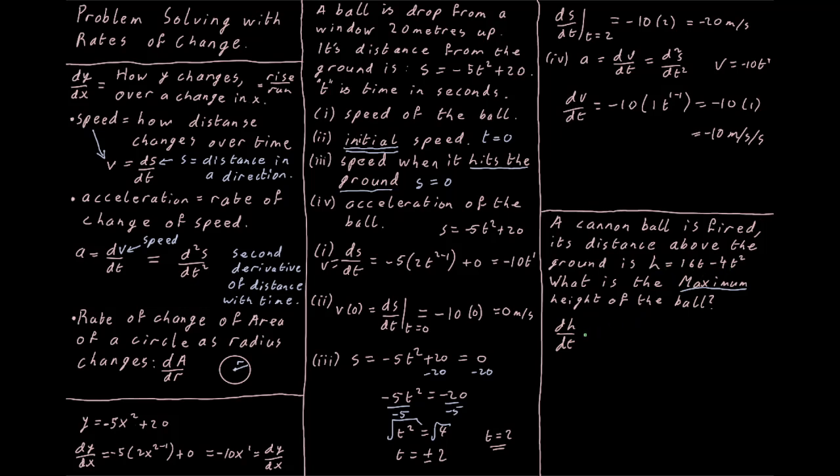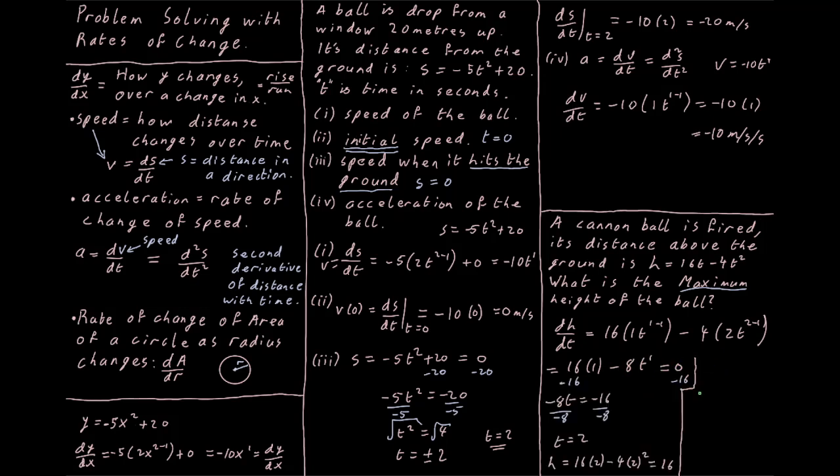So I have my h here, so 16 on 1 t to the 1 minus 1, minus 4 on 2 t to the 2 minus 1, close my bracket, and I end up with 16 minus 8t to the 1, and I want to know when that's equal to 0. So I rearrange that equation. When I solve that equation, I get t is equal to 2. I can find the height by subbing that back into my height equation, and I got 16. So 16 meters above the ground is the highest that cannonball gets, and that happens after 2 seconds.